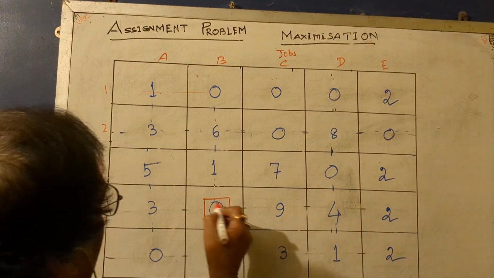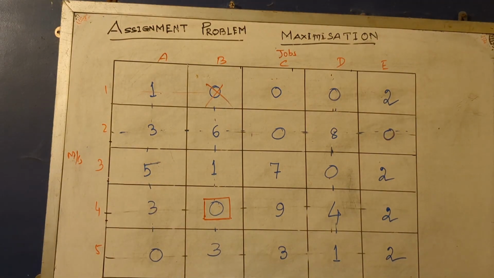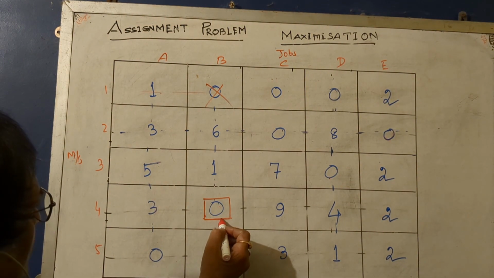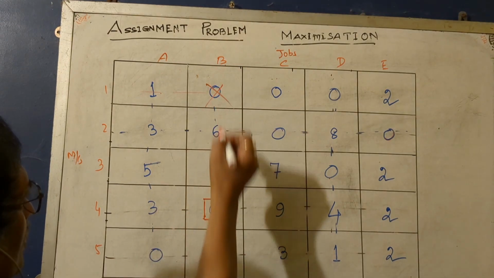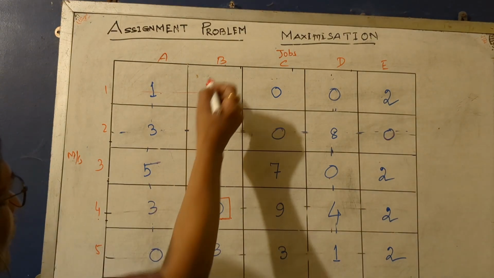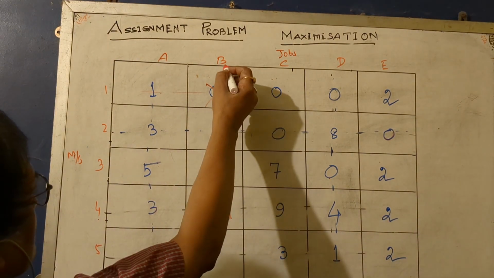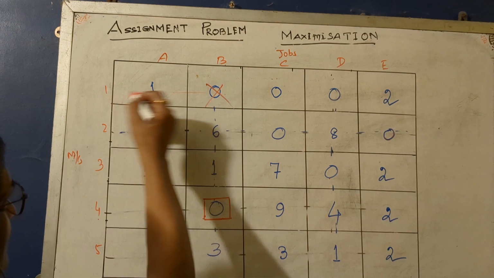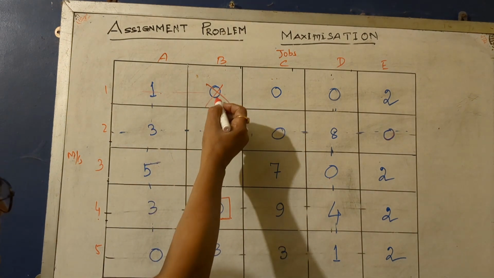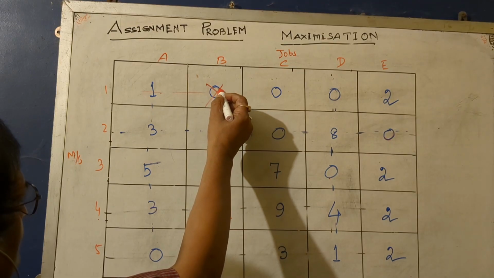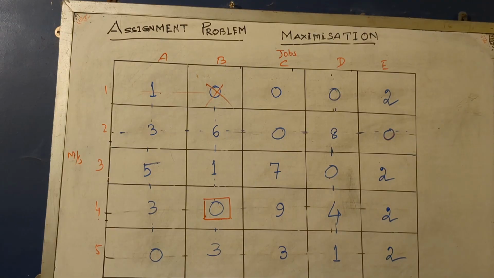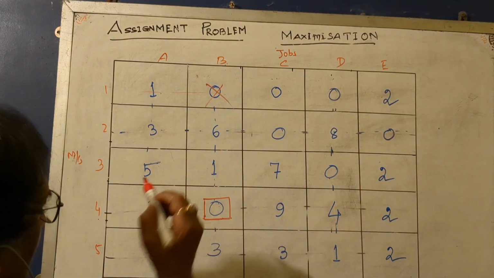Once it is allocated, then you have to cross out the other zeros in that row. Sir, why have you crossed it? The reason is, once you have allocated, that means job B is allocated with the 4th machine. And once job B is allocated, it cannot be allocated with any other machine. Your allocation is to be made on 0 only. That's why it is not acceptable or possible to allocate on this 0, because B has already been allocated.